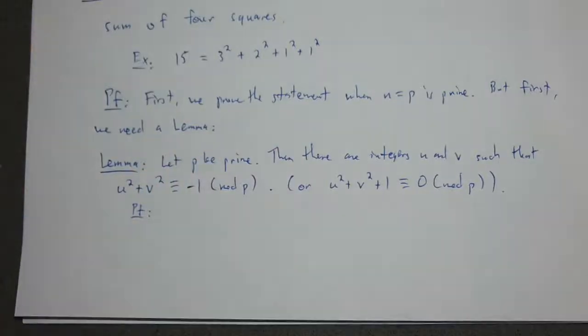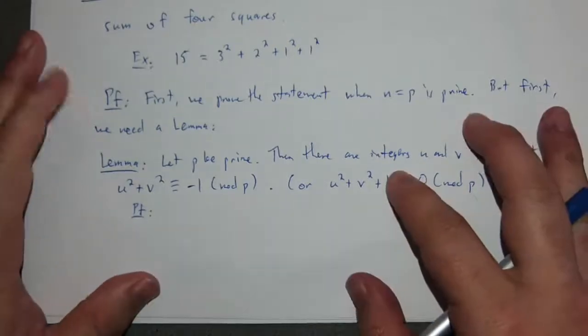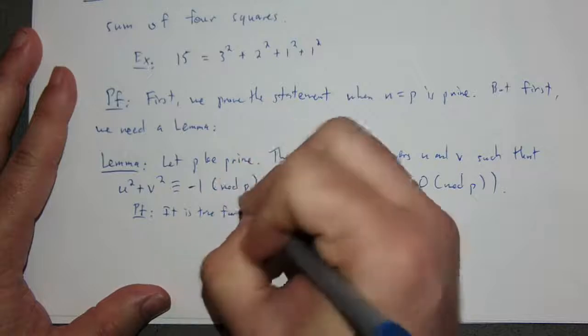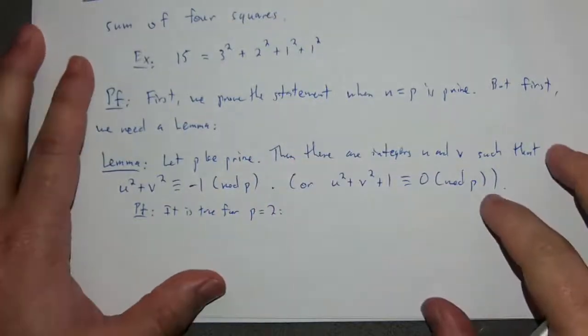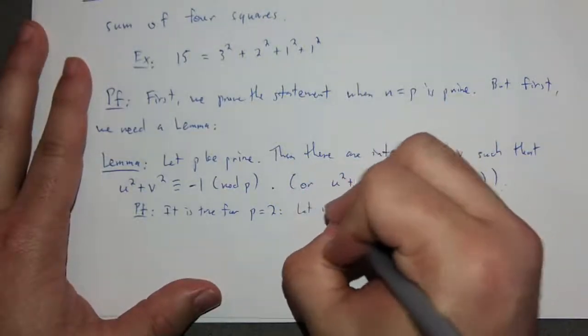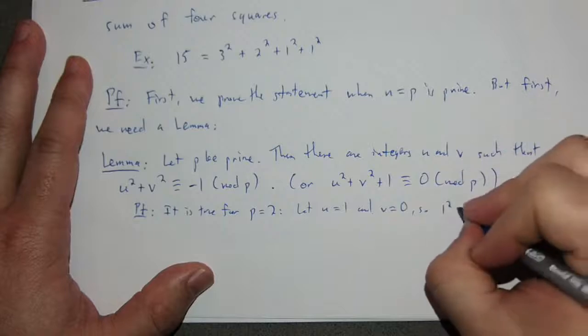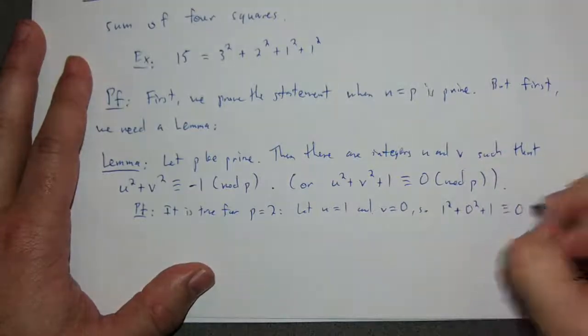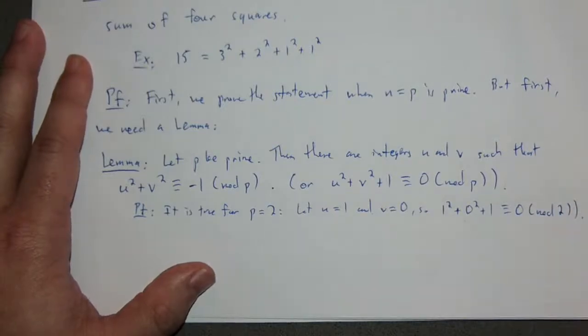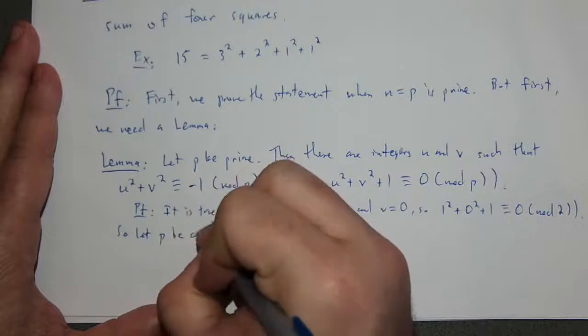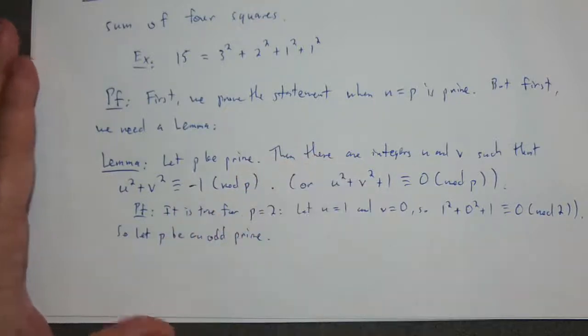So, a little sub-proof here. The proof of this lemma is going to rely on a counting argument, basically. So the way that this goes is the following. It is true for p equals 2. To see it for p equals 2, let u be equal to 1 and v equal 0. So 1 squared plus 0 squared plus 1 is indeed congruent to 0 mod 2. So it's true for p equals 2, so let p be an odd prime.